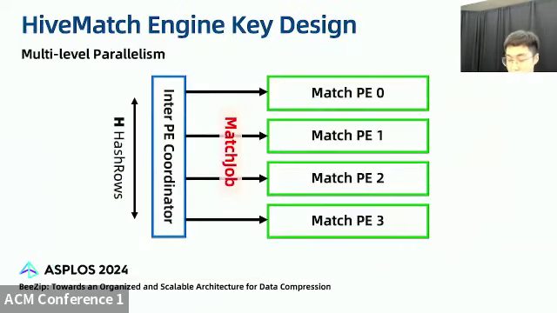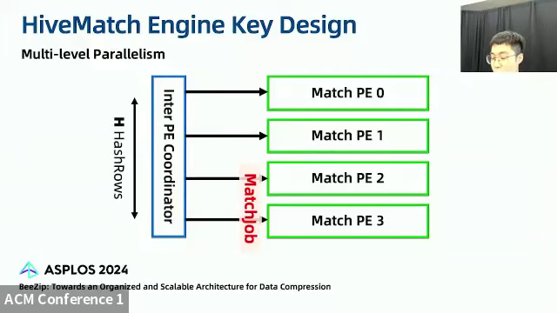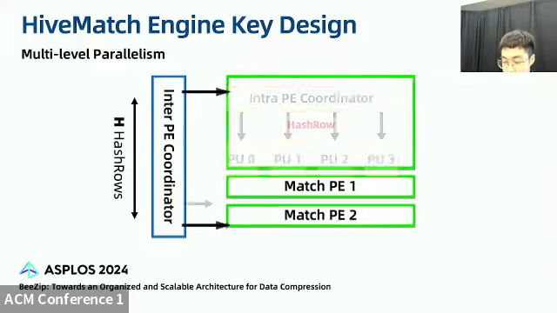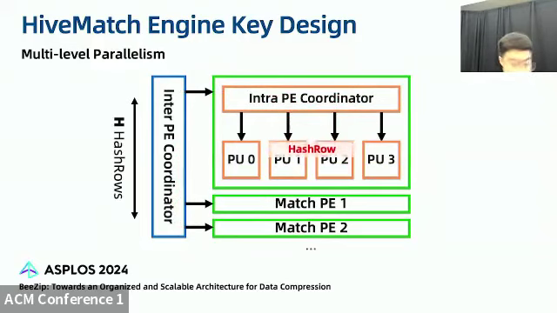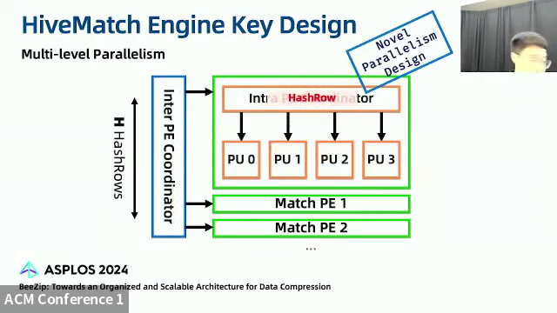As for the half match engine, we explore multi-level parallelism to align with the algorithm. Inter-PE coordinators receive hash rows from the B-hash engine and pack them into match jobs. Then the match jobs are sent to match PEs in a round-robin manner. Multiple match jobs are processed at the same time among all match PEs. In the match PE, there are the intra-PE coordinator and a group of match POs. The intra-PE coordinator sends out the hash rows of the match job serially. Each hash row is handled by all match POs concurrently. This is a novel parallelism design.